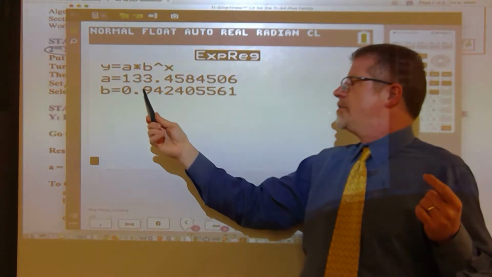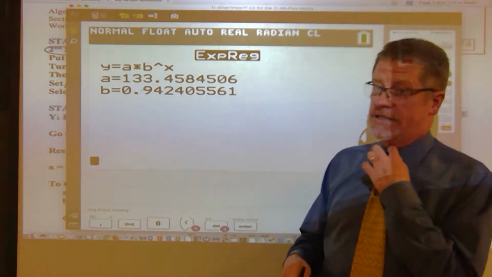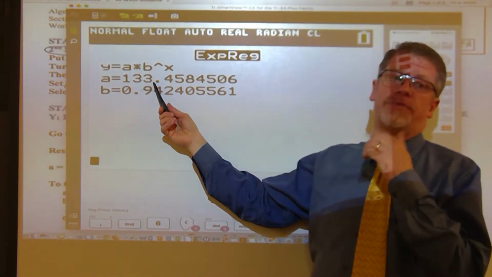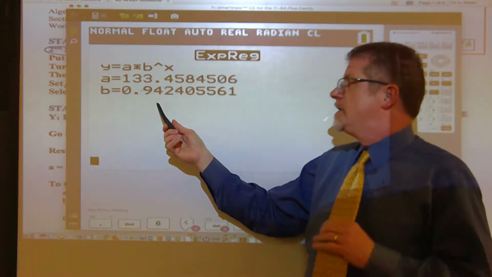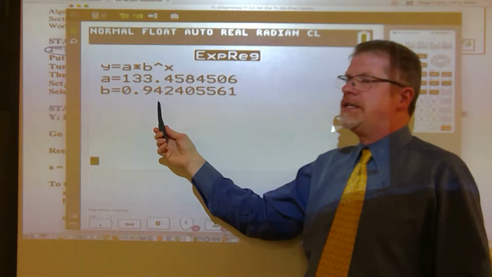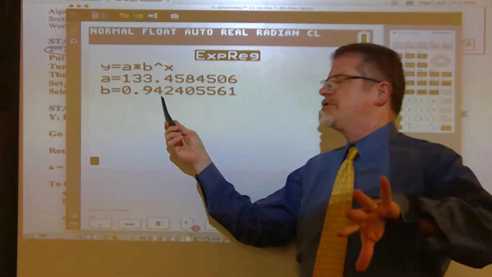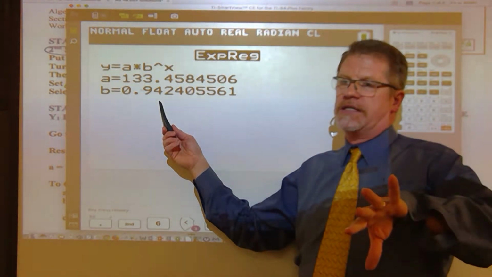Got to start somewhere and multiply by something every so often. Every minute, they're saying we started at 133 degrees above room temperature. And this model says that every minute, 94% of the degrees Fahrenheit show back up again, which means 6% of the temperature has left town.